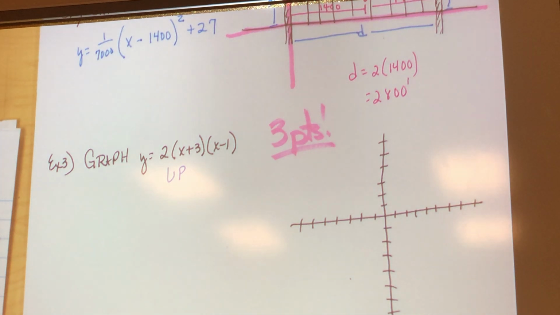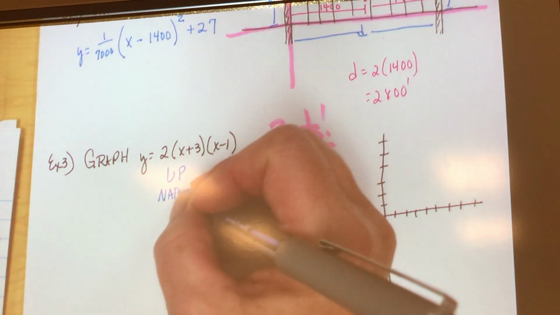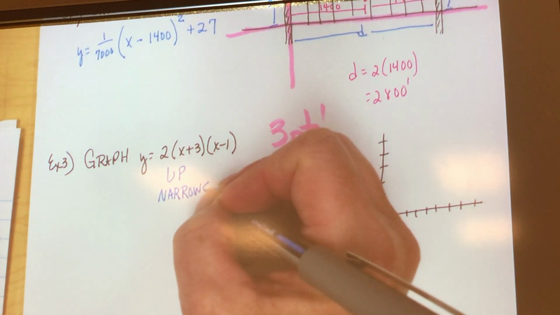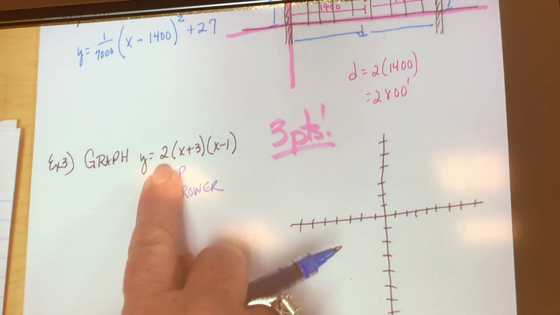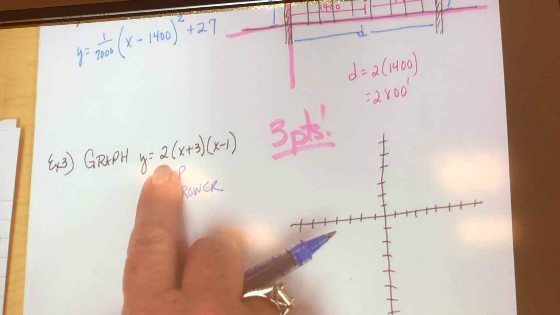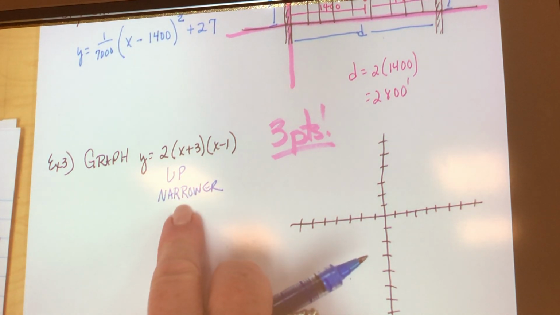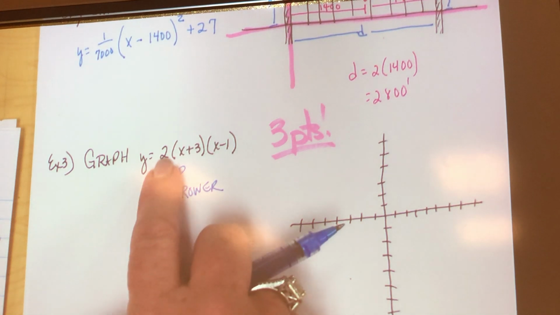Is everybody okay? All right, my next question, write your answer down. Is it wider, narrower, or the same as the parent function? What did you write down? Narrower. Very good. And the reason you wrote narrower down is what? Very good. The absolute value of this number is greater than 1. Okay? Now y'all look, this number is the coefficient of the quadratic.